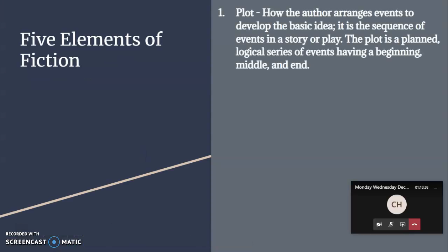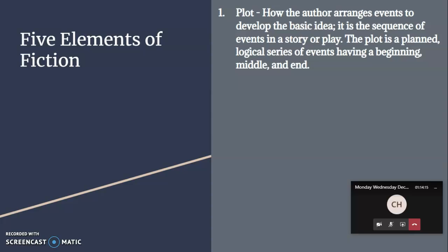So let's review the 5 elements of fiction. Because we're reading fiction today, you need to be able to analyze these components so that you all can have understanding of the story. So the 5 elements of fiction, we're talking about plot. And when we're talking about plot, we're really talking about how the author arranges events to develop the basic idea of the text.